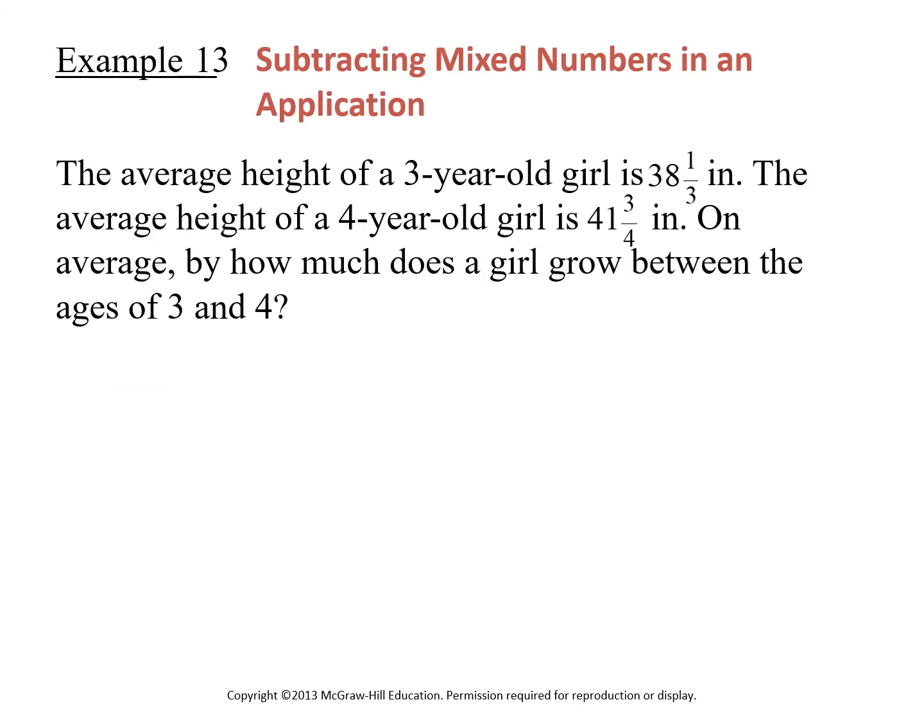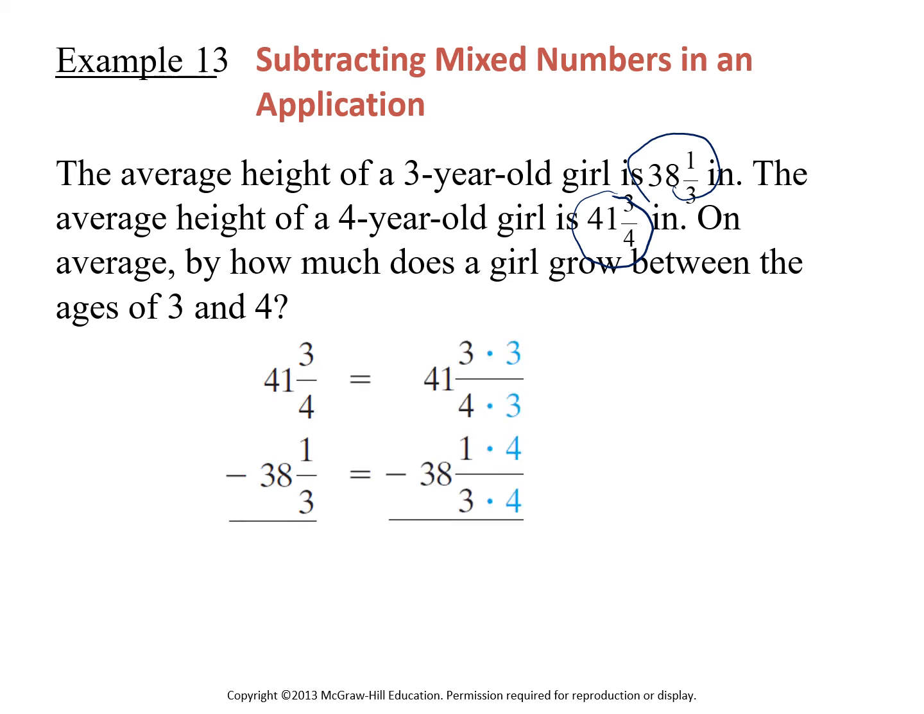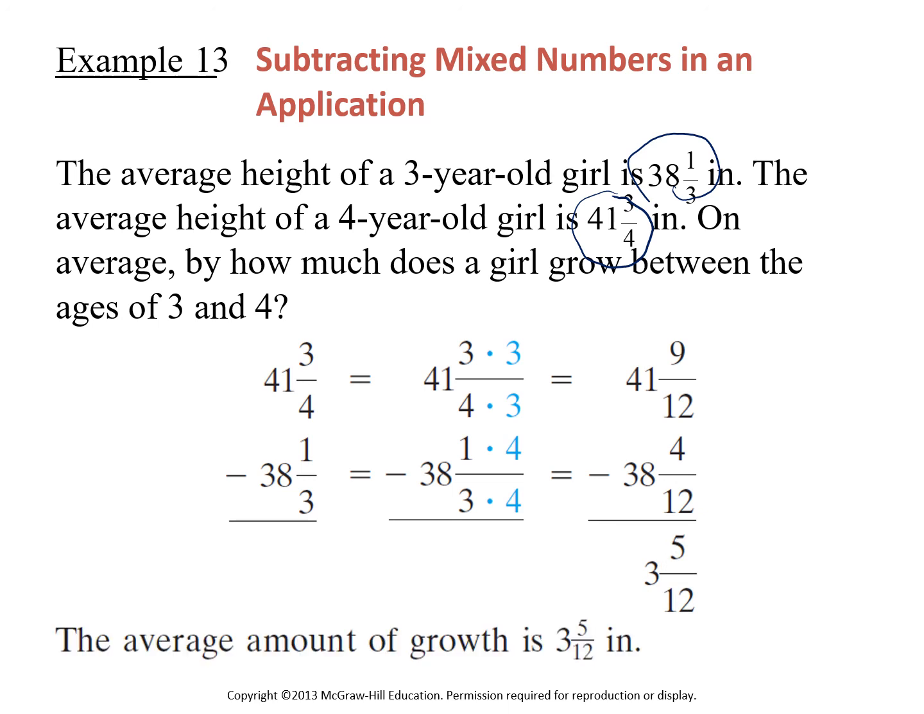And last, we'll look at some applications. So the average height of a 3-year-old girl is 38 1/3 inches. The average height of a 4-year-old girl is 41 3/4 inches. On average, how much does a girl grow between the ages of 3 and 4? So we're going to use subtraction, and we're going to subtract 41 3/4 minus 38 1/3, and we'll change to common denominators. And we'll have 3 5/12 inches.